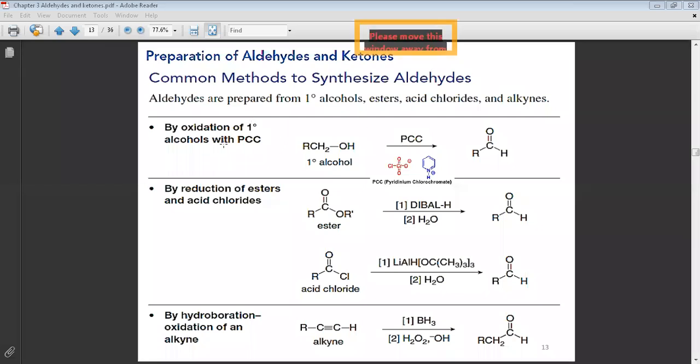Now, the first method is oxidation of a primary alcohol with pyridinium chlorochromate. This oxidizing reagent can convert the primary alcohol to the aldehyde. This is the abbreviation here, pyridinium chlorochromate, PCC. This is the first method.